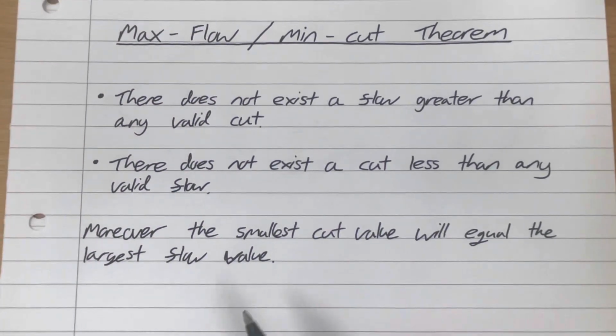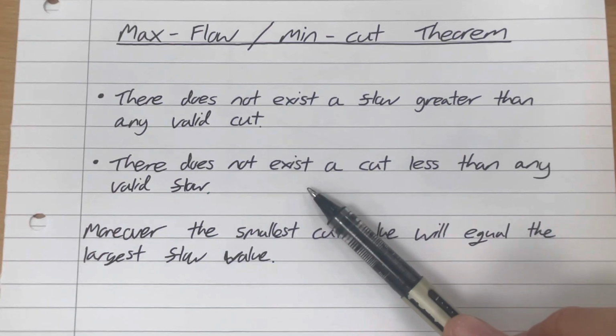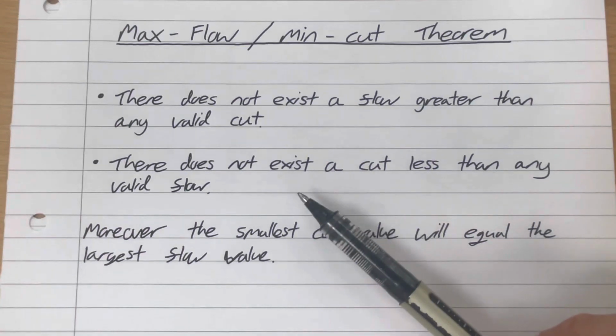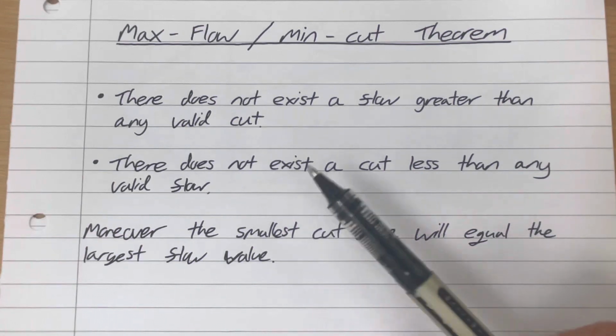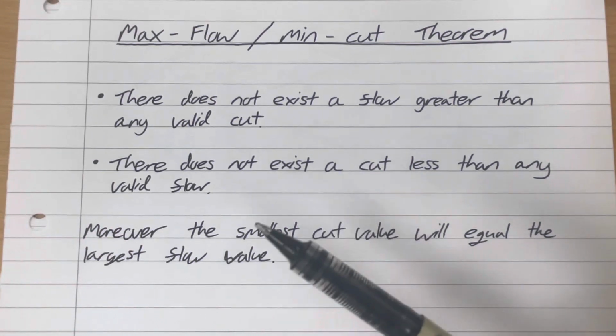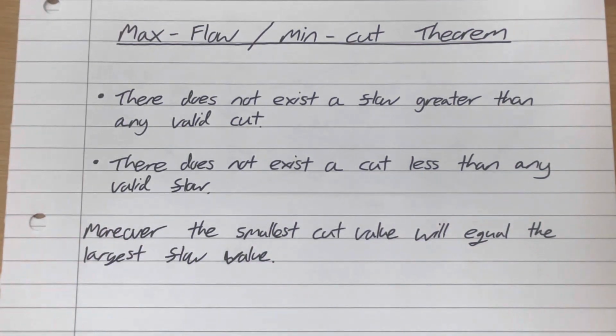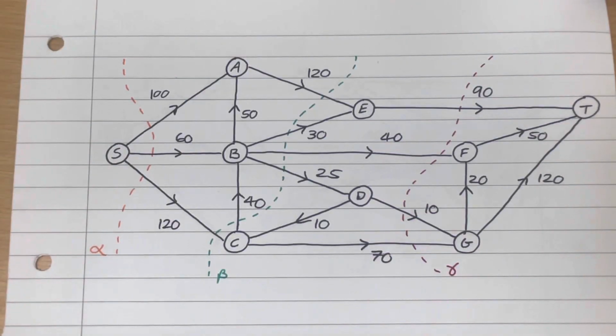Okay, we don't tend to find every single cut value because there are just too many of them. It's exhaustive. But if you find a cut value that equals a flow value, then by the max flow min cut theorem, they must be the maximum flow and the minimum cut. Okay, simple as that. Right, so let's have a look at this network.